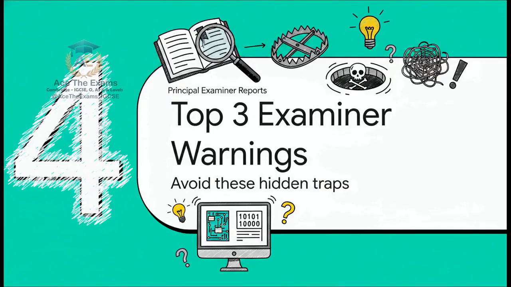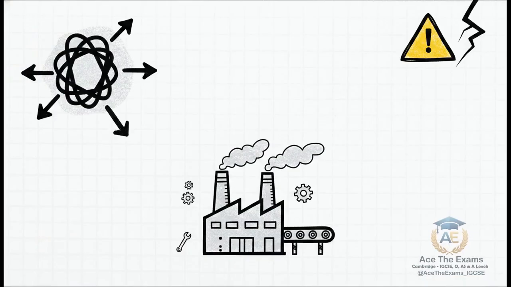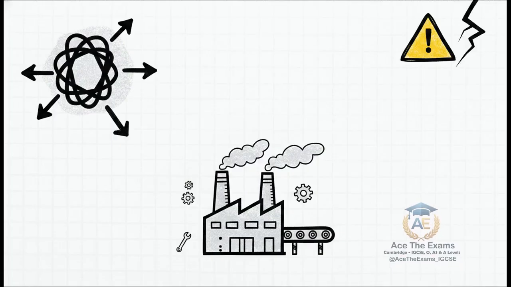All right, Section 4, Top 3 Examiner Warnings. Let's look closely at the hidden traps because the examiners have explicitly warned us about where students are throwing away their marks. According to the principal examiner reports, these are the top 3 mistakes you absolutely positively must avoid. First, confusing cause and effect. Don't just state a symptom, state the technical cause based on exactly how the interpreter translates. Second, forgetting boundary conditions and edge cases. Think about this.